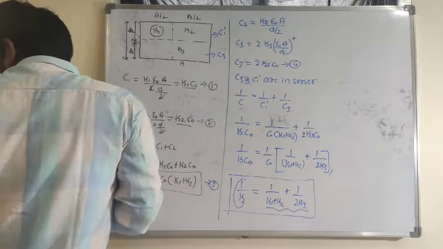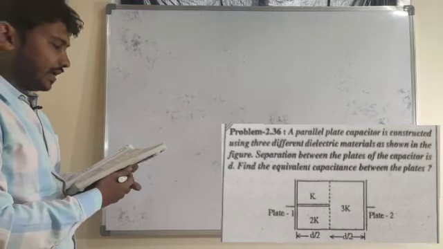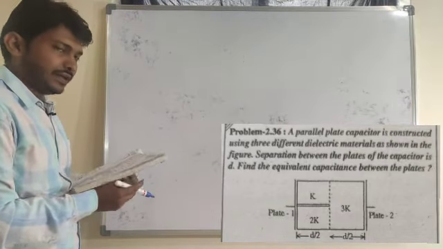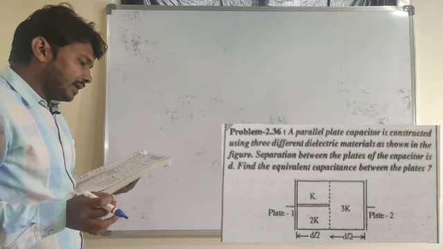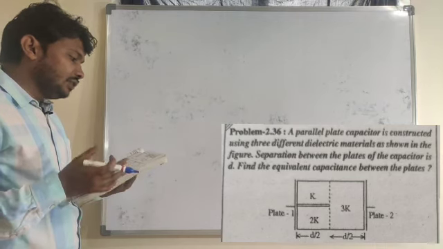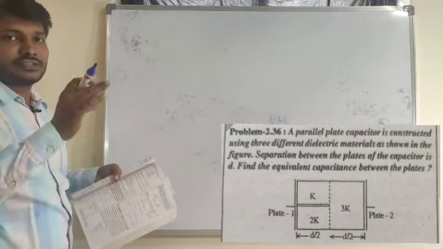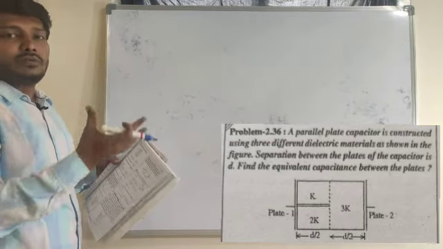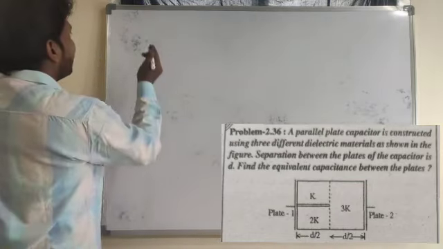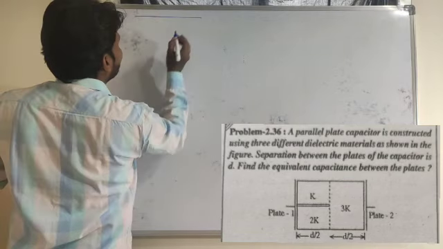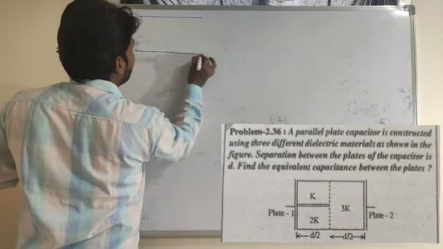So we'll look at the next one here. Let me read the question here. A parallel plate capacitor is constructed using three different dielectric materials as shown in the figure. So they are constructing one parallel plate here, and while constructing it, they are using three different dielectric materials. So let me draw the diagram here.